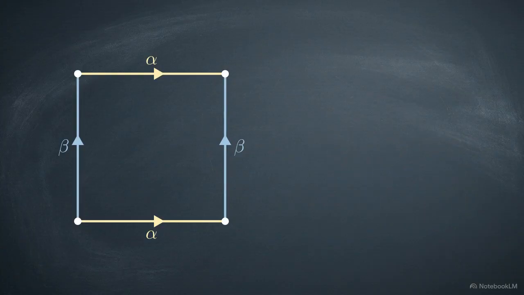To find the group presentation, we read the perimeter of the square like a sentence. Starting from the bottom left corner and tracing clockwise, we travel forward along alpha, forward along beta, then backward against the direction of the top alpha edge, giving us alpha inverse, and finally backward down the left edge, beta inverse. This gives us our boundary word. Here is where the topology turns into algebra.